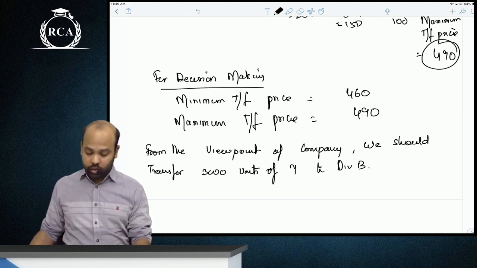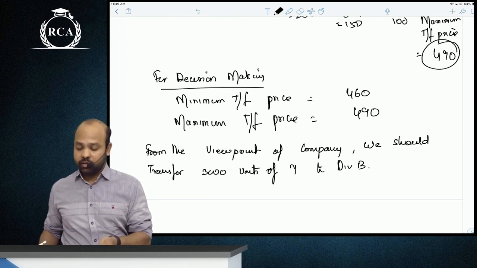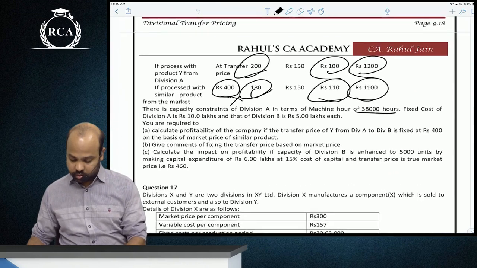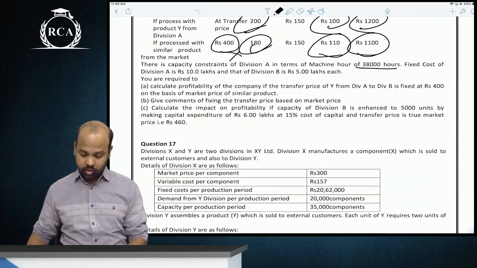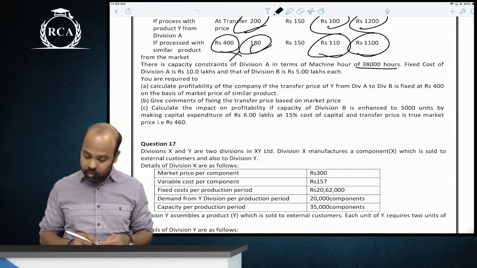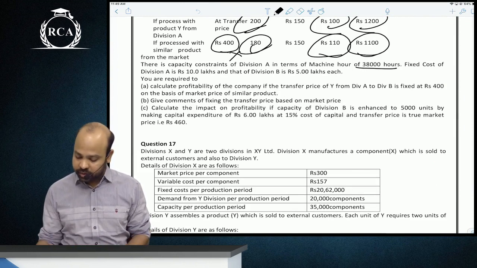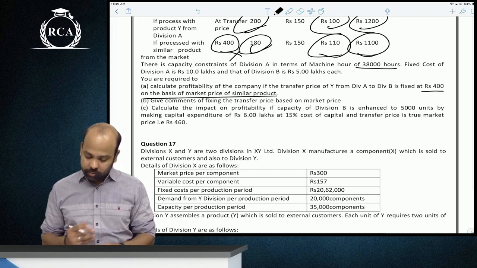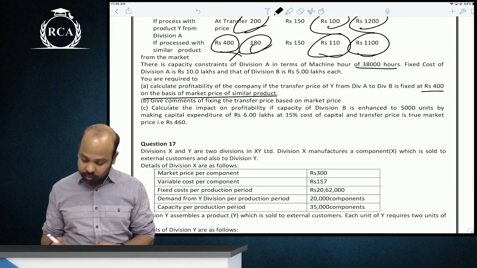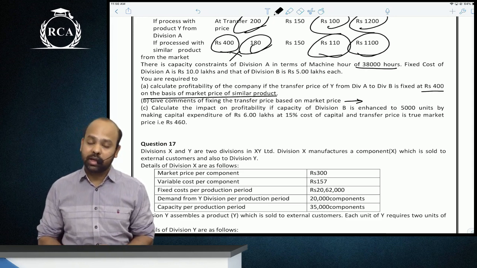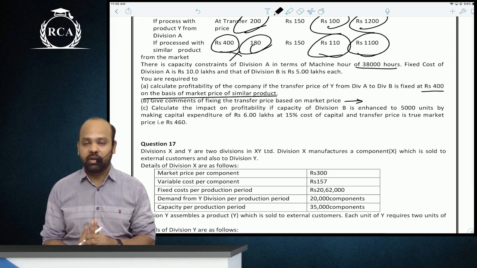Now let us look at the first requirement. What are they expecting from us? Calculate the profitability of the company if the transfer price of Y from division A to division B is fixed at 400 rupees, on the basis of market price of similar products. Give comments on fixing of transfer price based on market price. In the comment we will write that this is not the correct basis of fixing of transfer price.